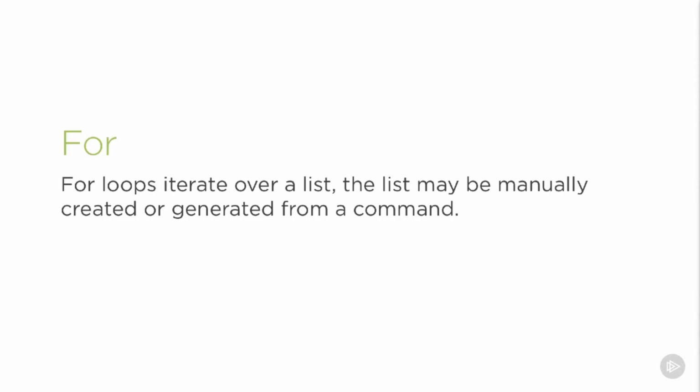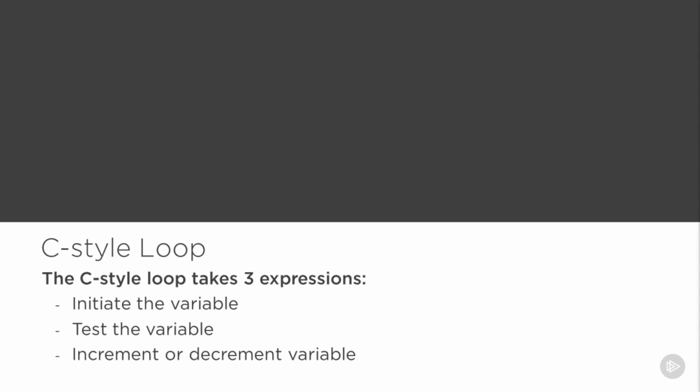Now, going hand in hand with our while and until loops, we have for loops. For loops are generally designed so they can iterate over a list. The list itself might be generated manually, where we go through and create a list and we iterate through each item in the list, or the list might be generated from a command. So, yeah, listing a directory or something similar to that. Now there's not just one style of for loops, we've got different for loops to take a look at.